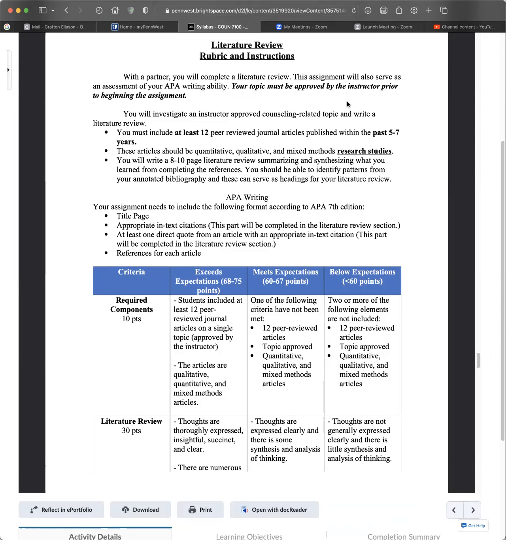But you already have your 12 journal articles, and you've already done your article critique, or you're working on it now for 1 or 2 of those journal articles. You've already got your references completed. These articles should be quantitative, qualitative, or mixed methods. We talked about all those in class. They should include research studies.